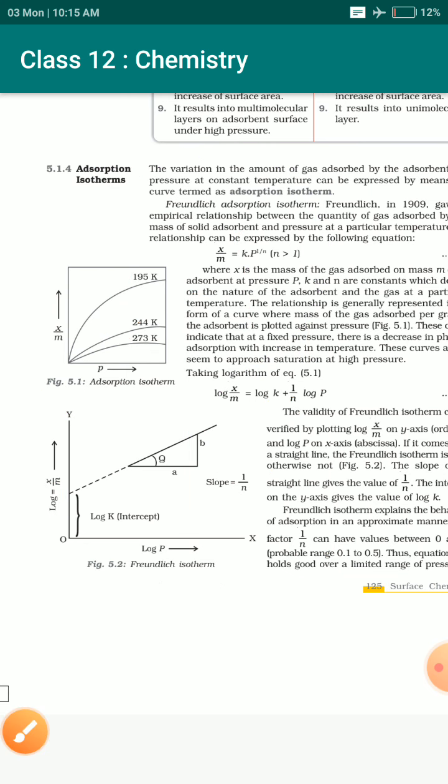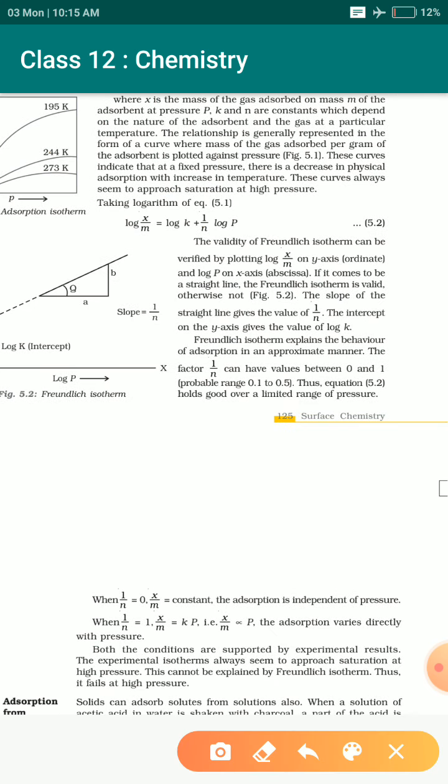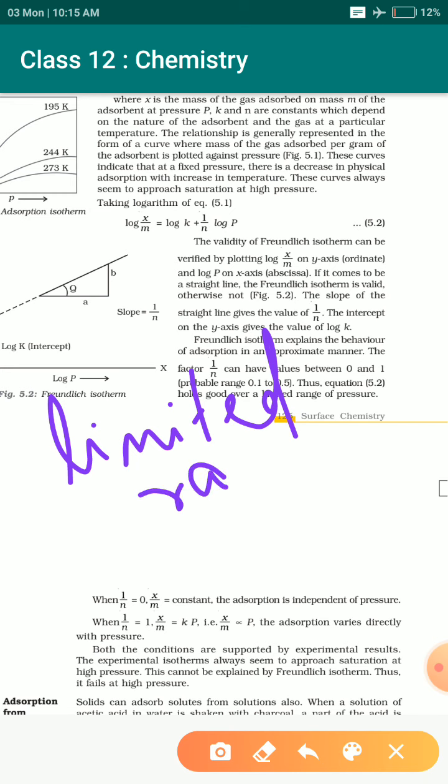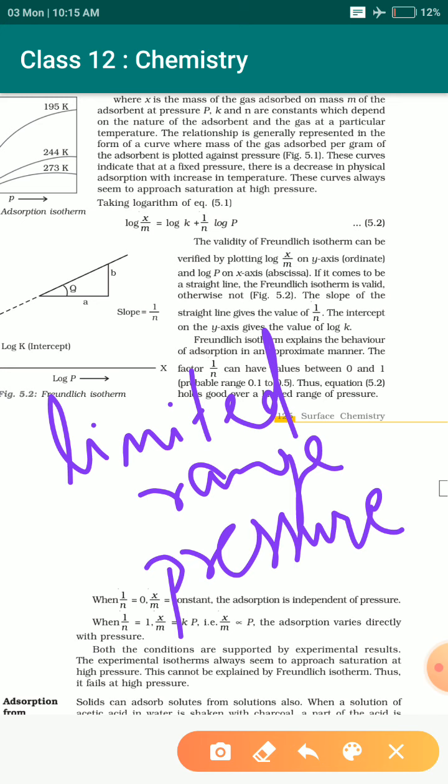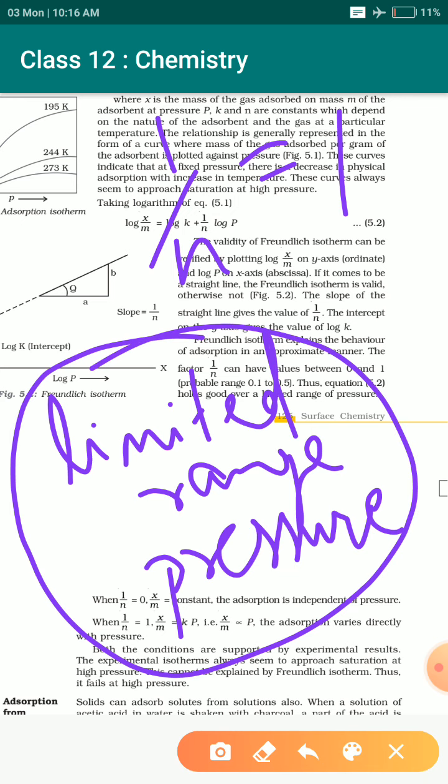So these particular cases can be mentioned only if we have a limited range of pressure. That means in small pressure situations we can say thoroughly that if the 1 by n value is 0, then there will be no pressure involved, or it will be independent of pressure. And if the 1 by n value is 1, then it depends on pressure, it will be directly proportional to pressure. It is only possible for a limited, smaller range of pressure.